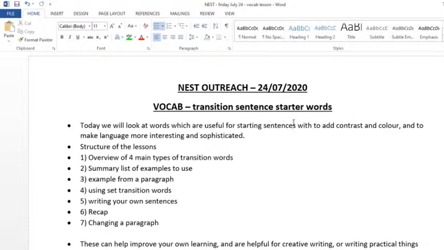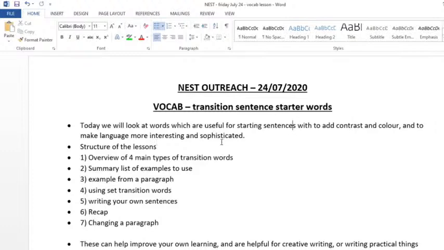Hello everyone. This week at N.E.S.T Outreach we're going to be looking at vocab. In particular, we're going to be looking at transition sentence starter words. And we will look at words which are helpful for starting sentences, interesting and sophisticated.